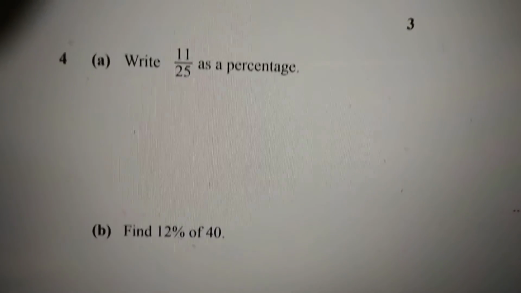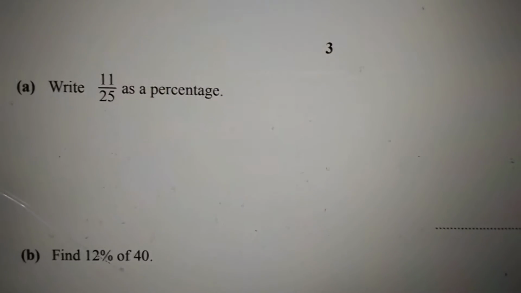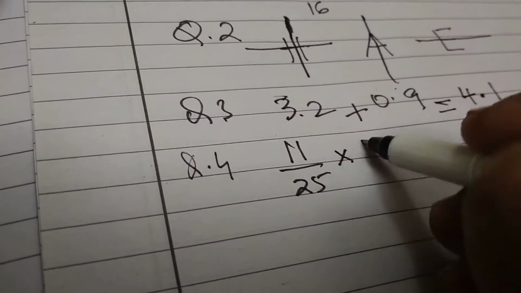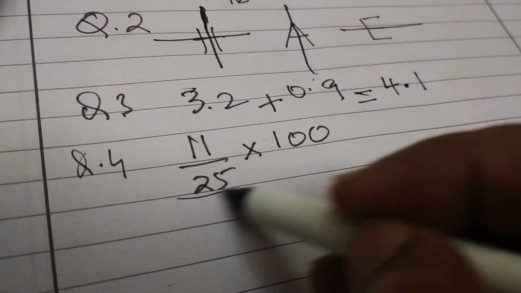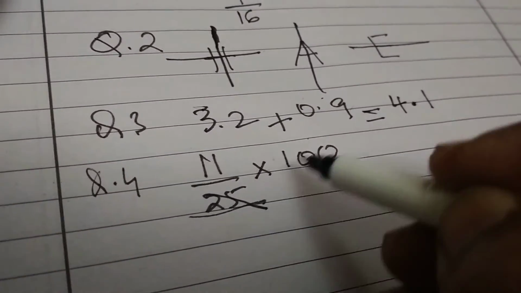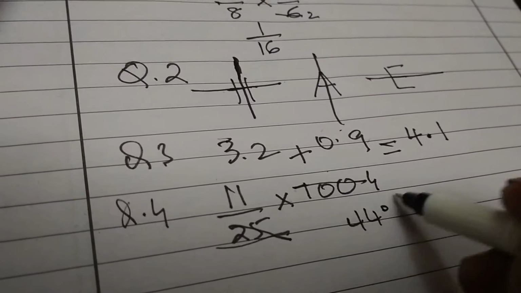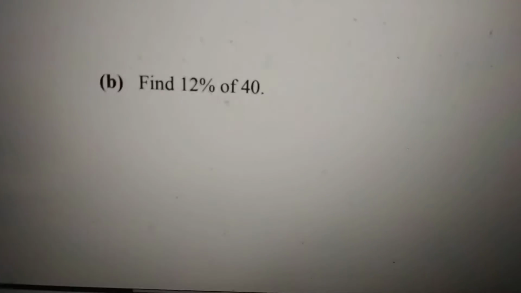The fourth question of this paper says, write 11 upon 25 as a percentage. If we have to convert any fraction into a percentage, we multiply it by 100. So 11 upon 25 multiplied by 100, now cancel this value out with this 100, 4, so we get 44%. Very simple.